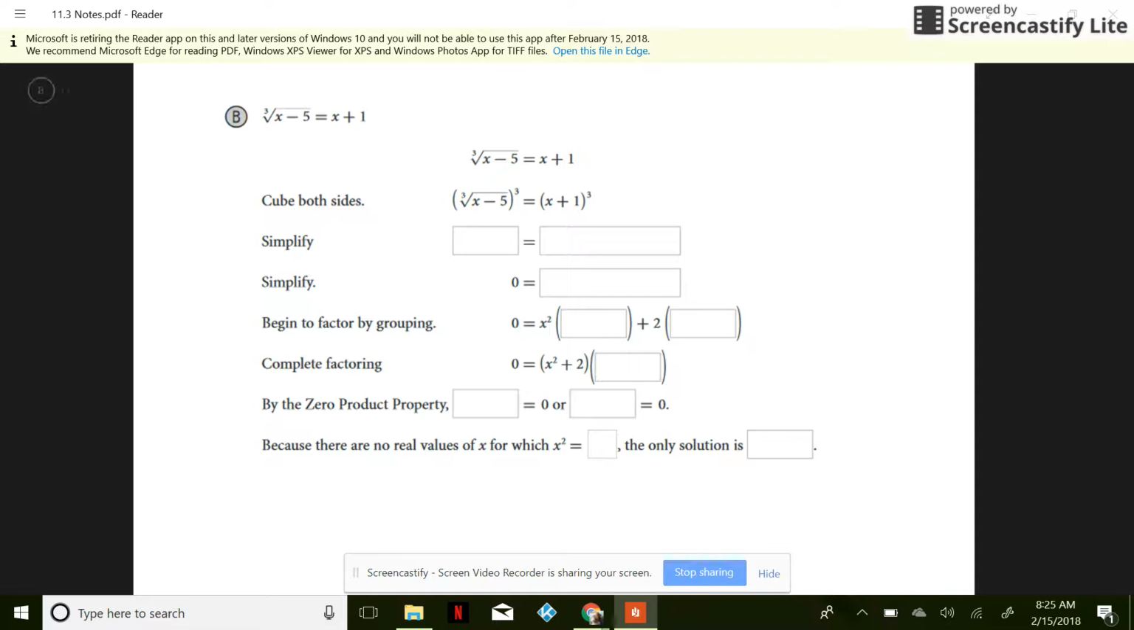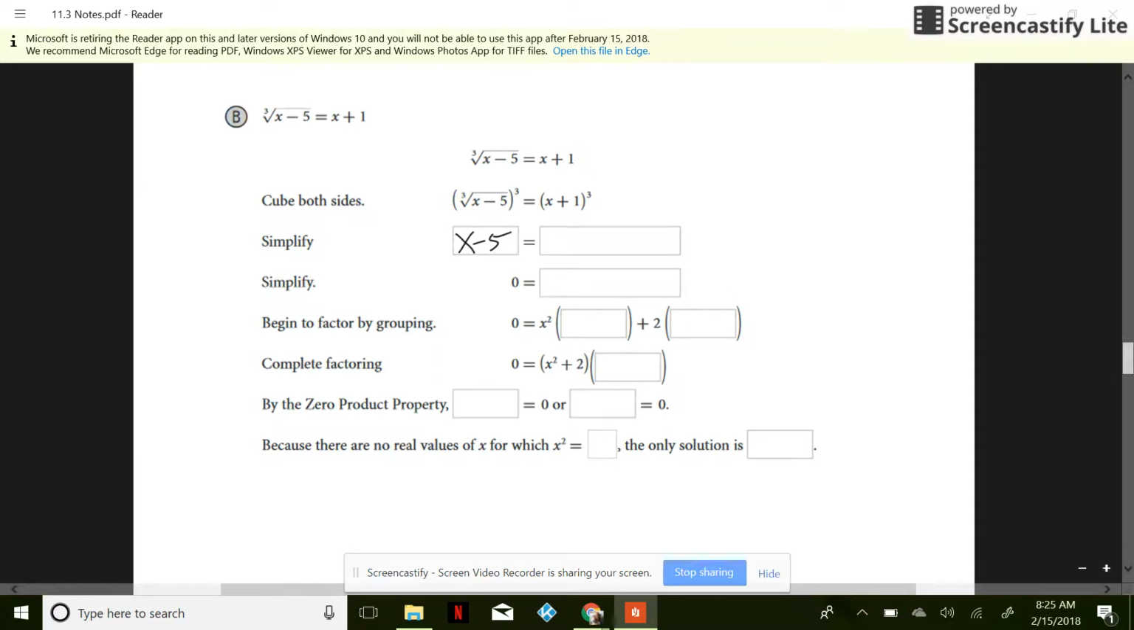So we're going to do the same thing here. The radical is already isolated, so we can just cube both sides. On our left, we're going to be left with x minus 5. Now notice we're taking x plus 1 cubed. So again, there are two different ways you can do it. If you want to take the time to do it the long way, you can do x plus 1 times x plus 1 times x plus 1. Do this product first and then multiply by the x plus 1.